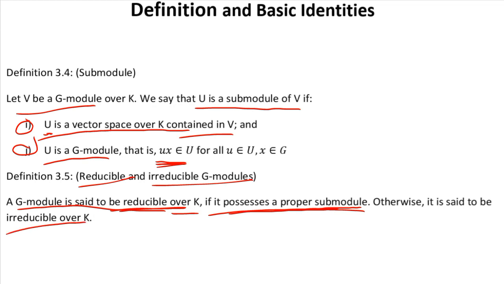So if I happen to find a proper submodule, say U in V, where V is my G module, right? And U is my submodule and it's proper, then we'll say that my G module V is reducible. However, if it is not proper, we say that it is irreducible. That is, the vector space, or the G module V, is irreducible. Okay?